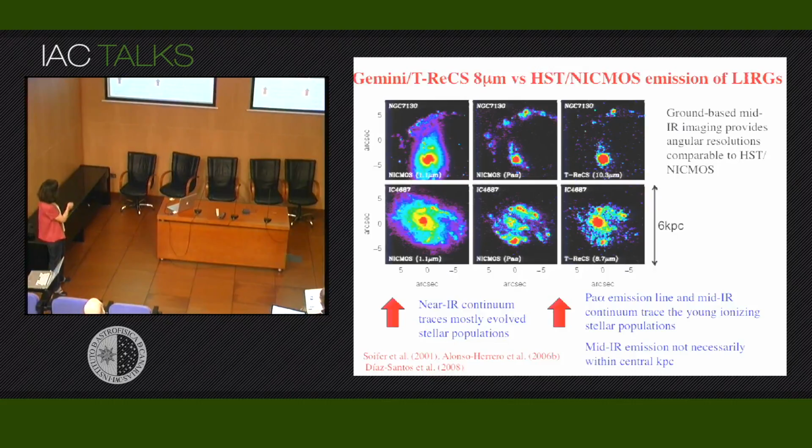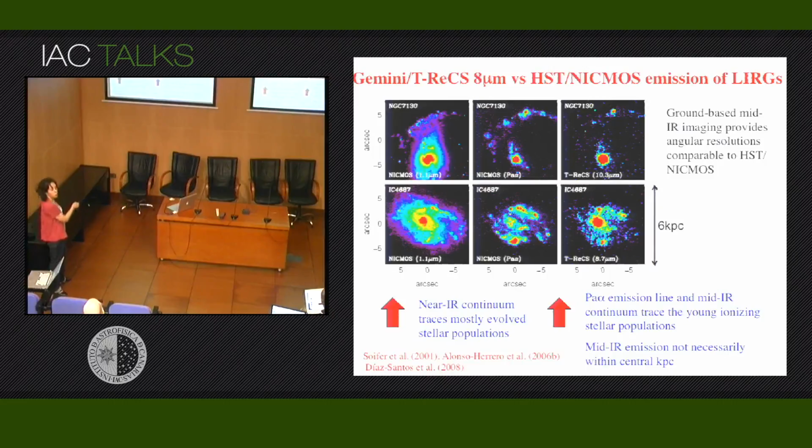And the other interesting result that we've published in these two papers here is that in LIRGs, the mid-infrared emission is not only in the central kiloparsec. I mean, it can be extended over 5, 6, 7 kiloparsecs. So you get emission not only from the nuclei, but also from bright H2 regions in the spiral arms. And this is not what you see in ULIRGs. What you would see is that most of the emission would just come from the central kiloparsec. So in that regard, LIRGs are not very similar to ULIRGs.